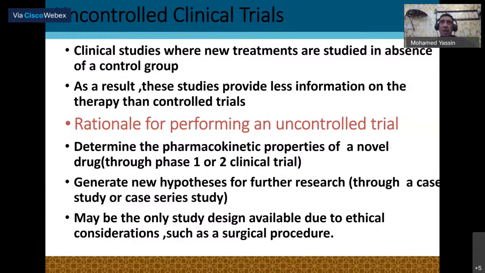So in some surgical procedures, it's not possible to do the randomization. We are talking about randomization as a gold standard, but it's not always possible. An example of this is a surgical procedure, where sometimes it's a must to have a surgery, and there is no other option apart from surgery.